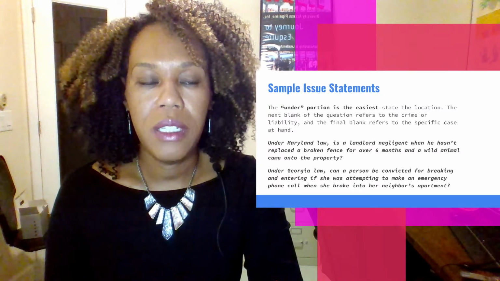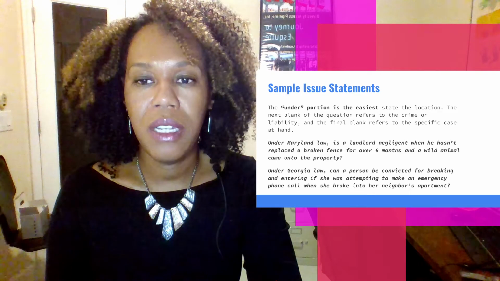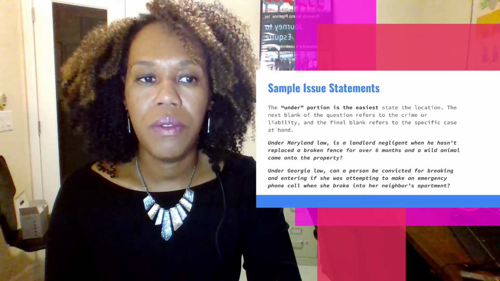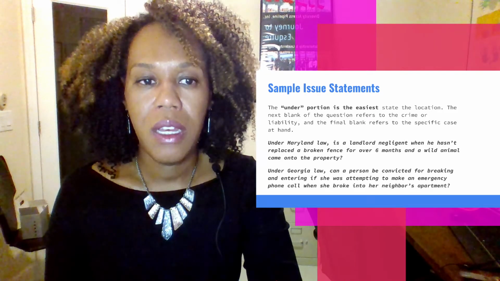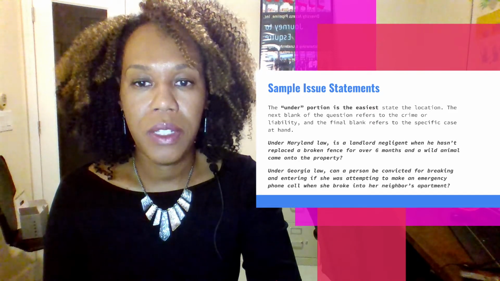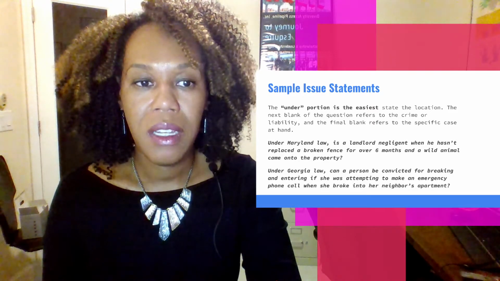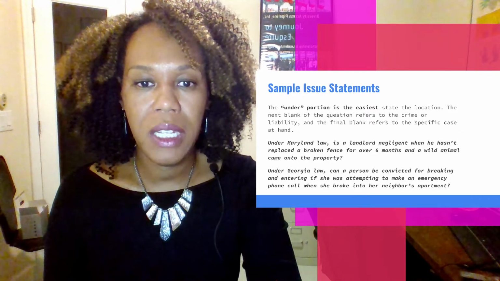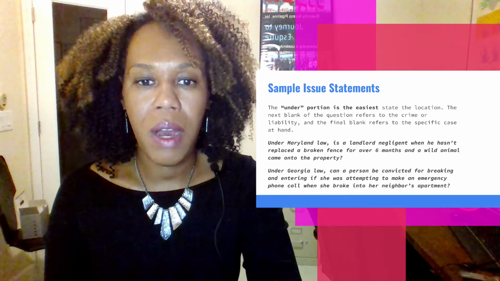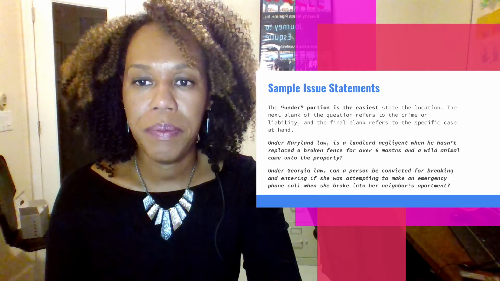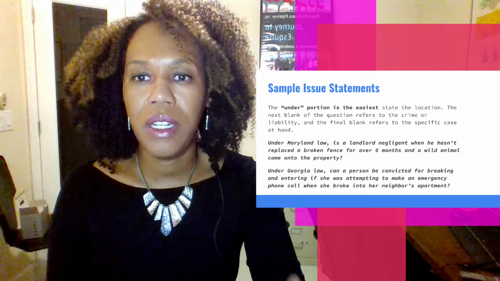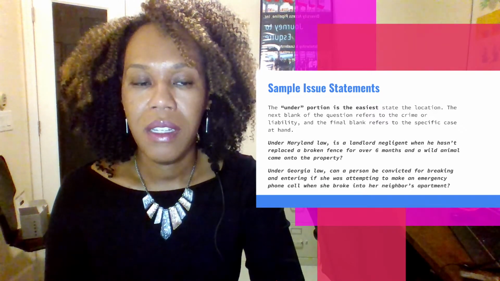The under portion is the easiest because you're stating the location or the jurisdiction. The next blank of the question refers to the crime or liability, and the final blank refers to the specific case at hand. So, for example, under Maryland law, is a landlord negligent when he hasn't replaced a broken fence for over 6 months and a wild animal came onto the property? That's really easy to understand. Now we have our issue and we have to try to solve that, right?